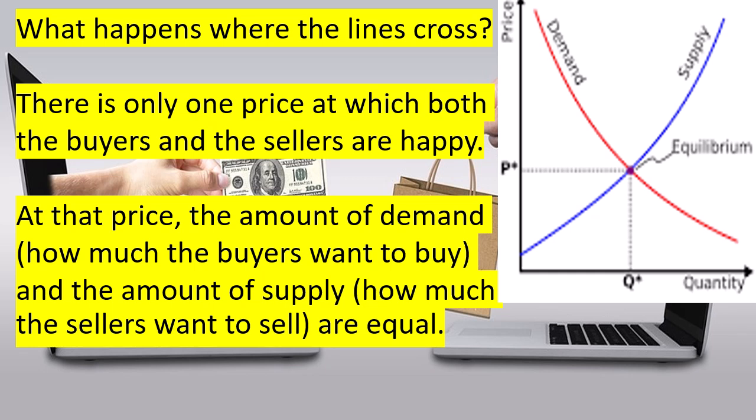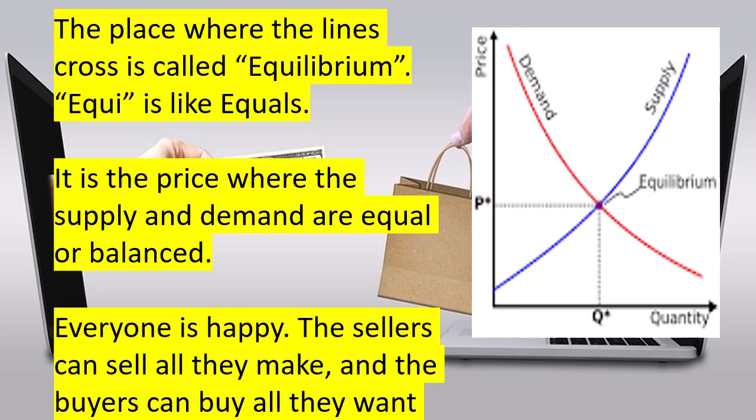There is only one price at which both the buyers and the sellers are happy. At that price, the amount of demand, which is how much the buyers want to buy, and the amount of supply, which is how much the sellers want to sell, are equal. The place where the lines cross is called equilibrium. Equi is like equals. It is the price where the supply and demand are equal or balanced. Everyone is happy. The sellers can sell all they make, and the buyers can buy all they want.